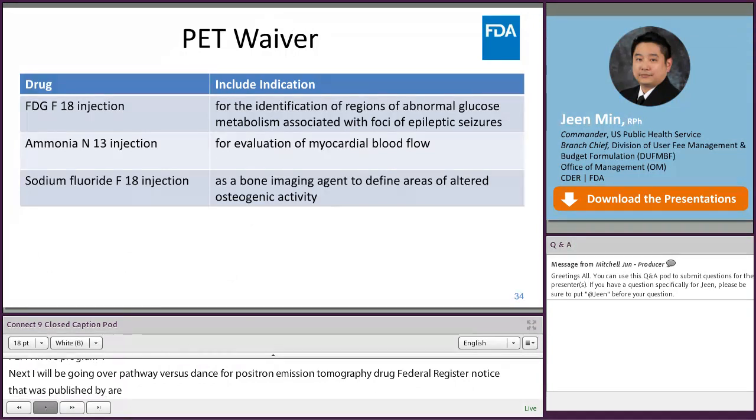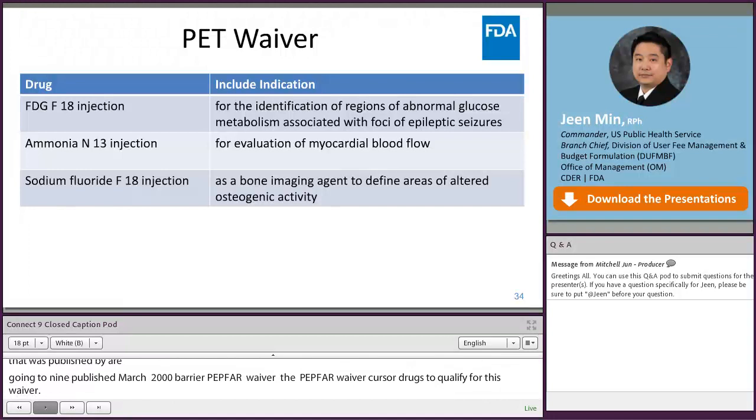And just like the PEPFAR waiver, there are certain drugs that only qualify for this waiver. It's three drugs: the FDG-F18 injection, the ammonia N13 injection, and the sodium fluoride F18 injection. Please note, in addition to qualifying, it must be one of these drugs. It must also be specific to the indication. It must include them, which I've listed on this table for your view.